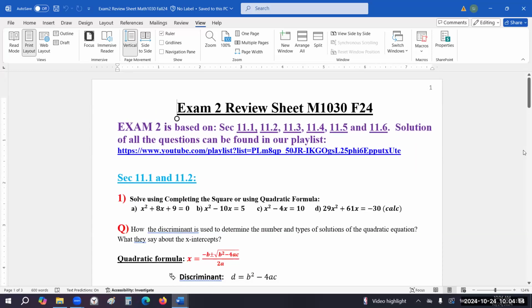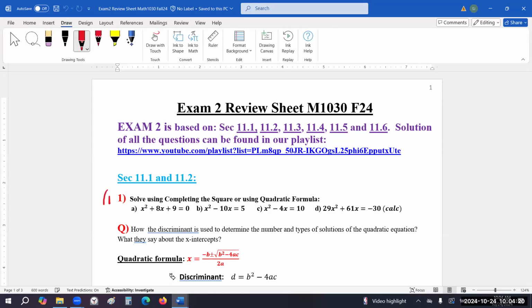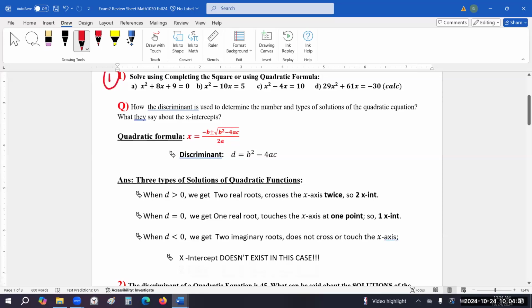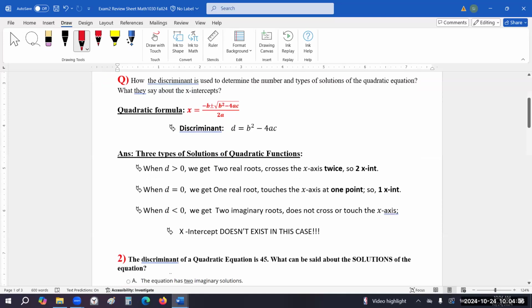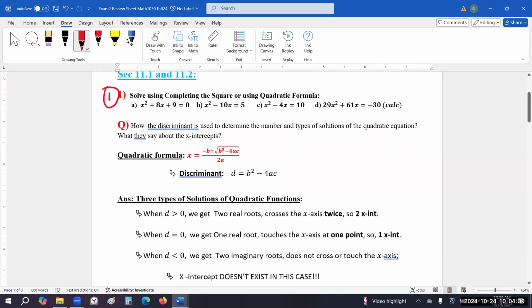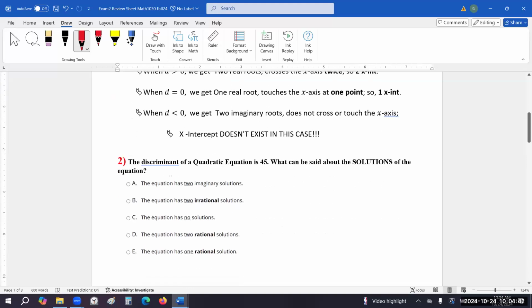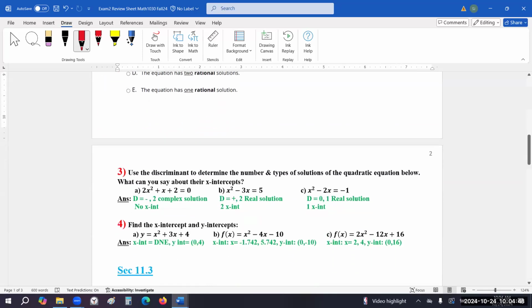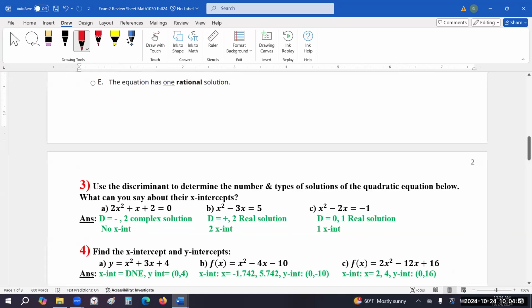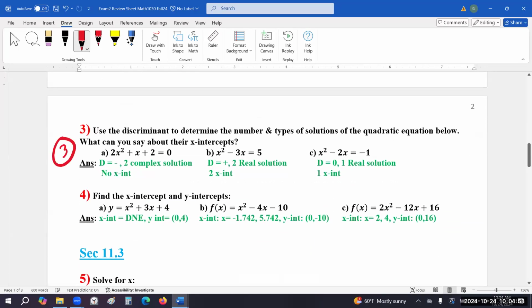So in the exam, there will be one solving either using quadratic formula or complete the square method. Come on, guys, class already started, no more phone. Please put away your phone. So there will be one question from question 1, something like question 2. There will be 3 of these.